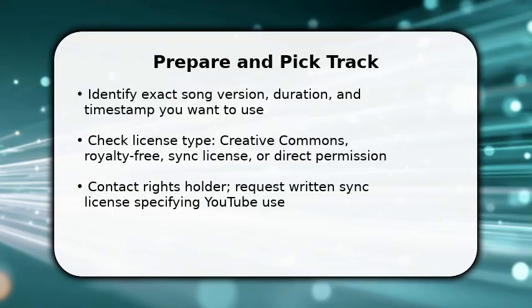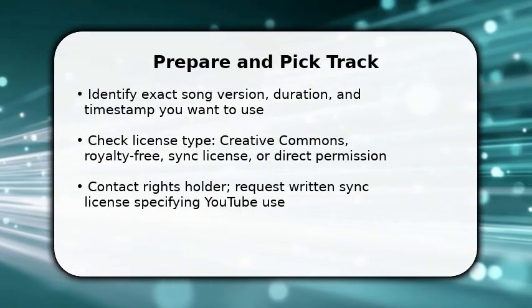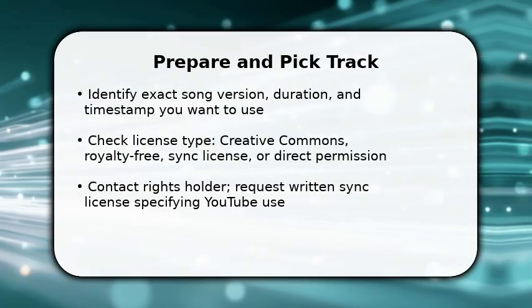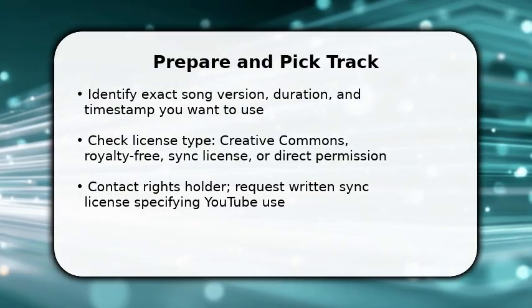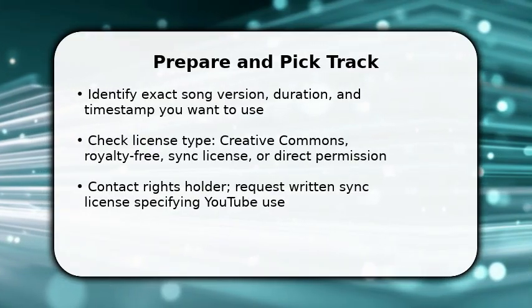You start by choosing the exact track and version you need, then check its license type. Creative Commons versus a commercial sync license matters. Once identified, find the rights holder and request written permission that explicitly covers YouTube and monetization if needed.